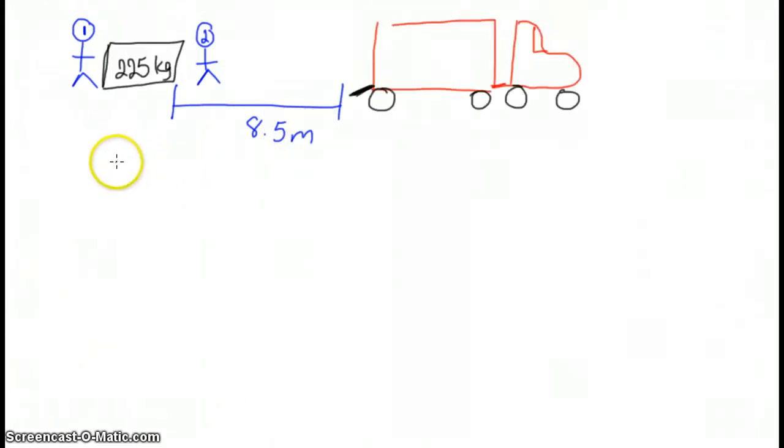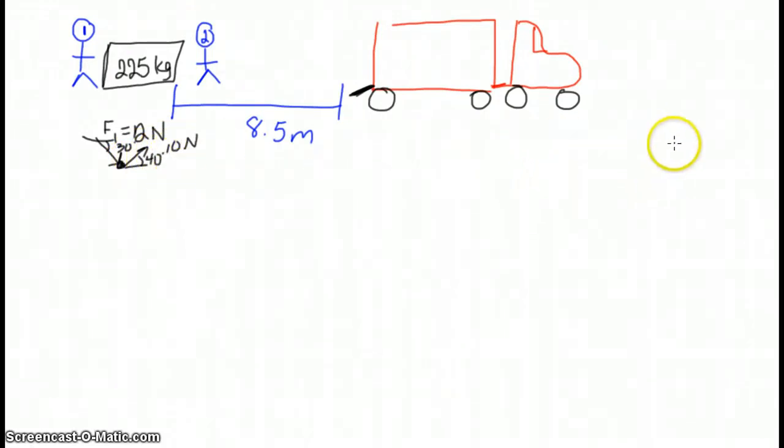Okay, so SPY 1 is pushing downward, 30 degrees downward, on the safe with a force of 12 newtons. This is 30 degrees. SPY 2 is going to be pulling upward 10 newtons at an angle of 40 degrees on the safe.